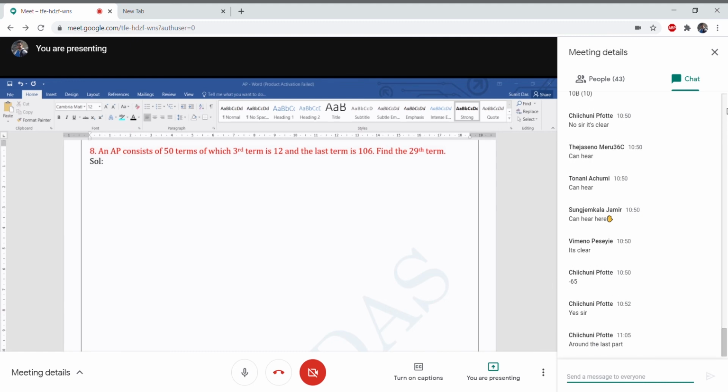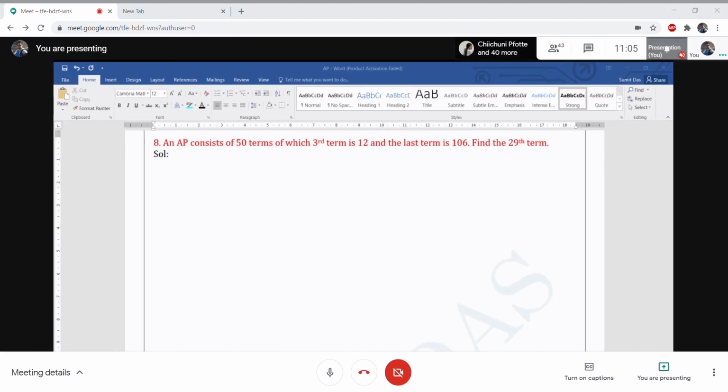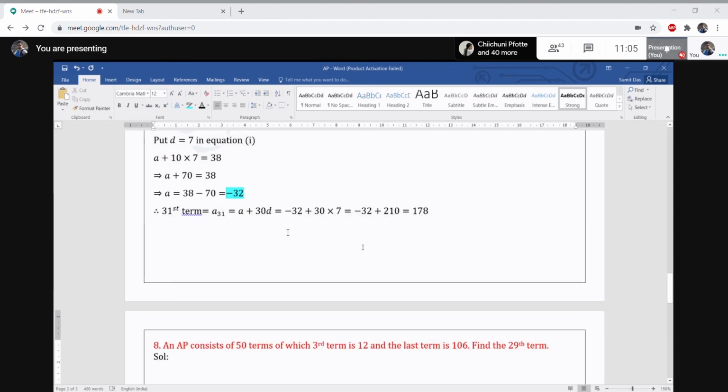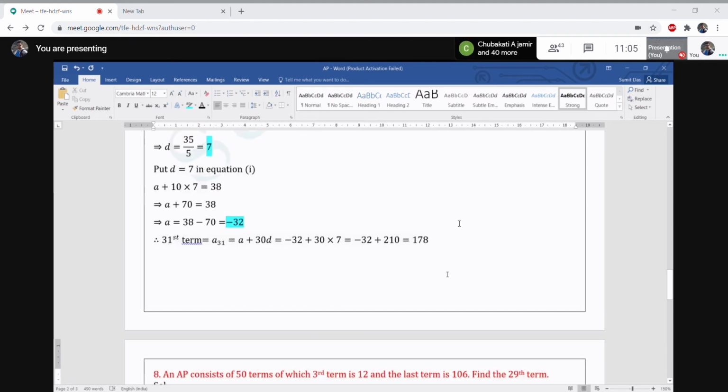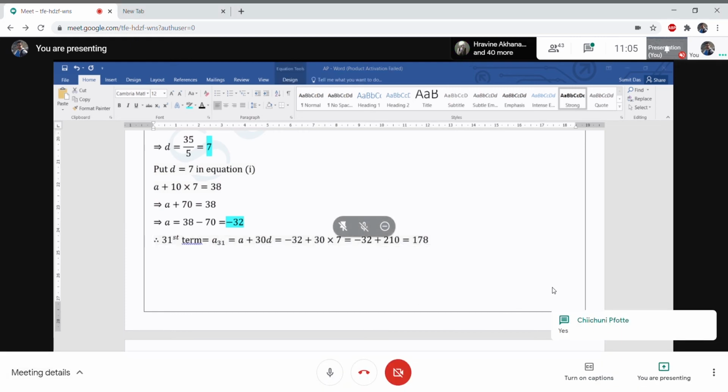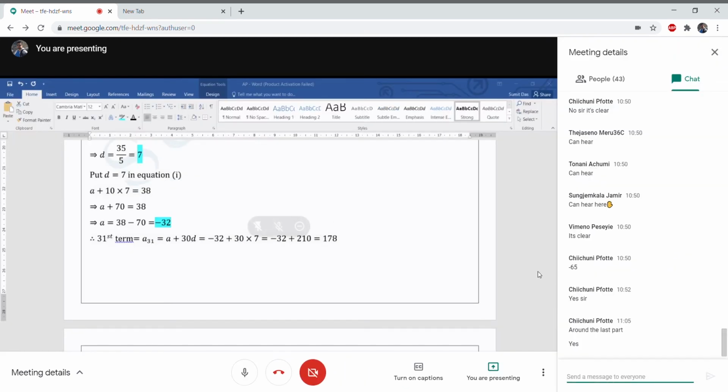Okay, around the last part. Around the last part means which last part? This line. Let me know. Finding the first term or before? And the last part.